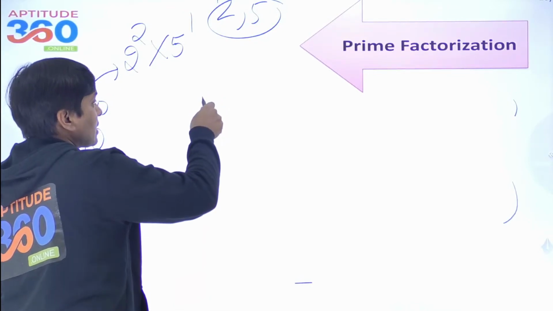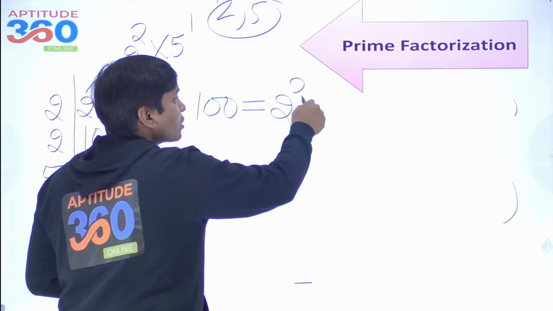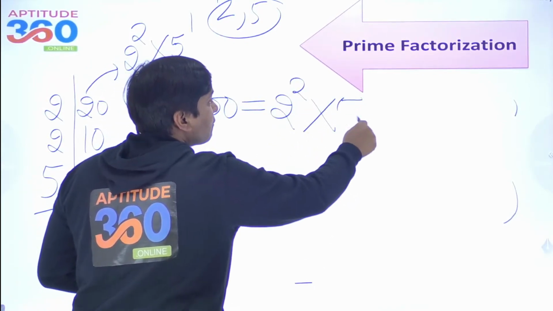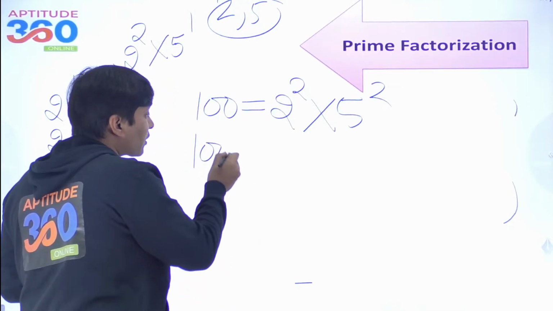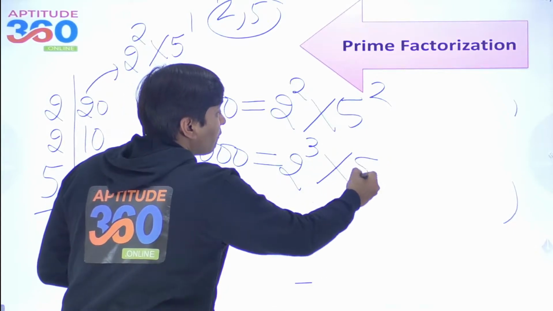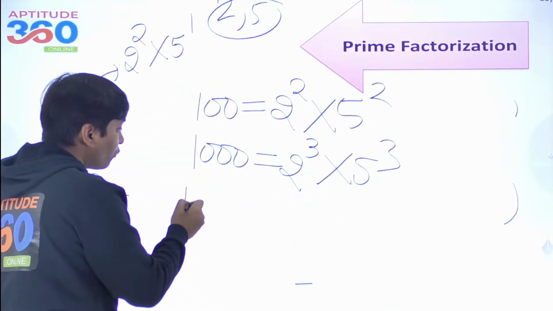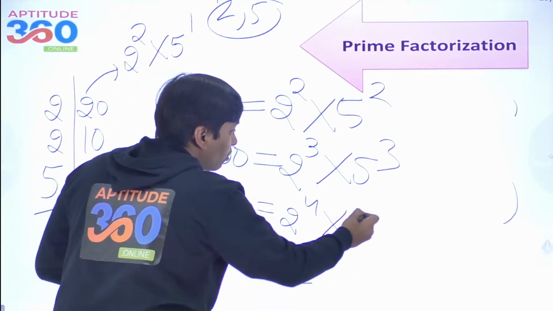What if I say this? What if I say 100? If you do the prime factorization of 100, that is going to be 2 to the power 2 and 5 to the power 2. Please do it on your own. And if I do the prime factorization of 1000, that is going to be 2 to the power 3 and 5 to the power 3. And if I do for 10,000, that's going to be 2 to the power 4 into 5 to the power 4.